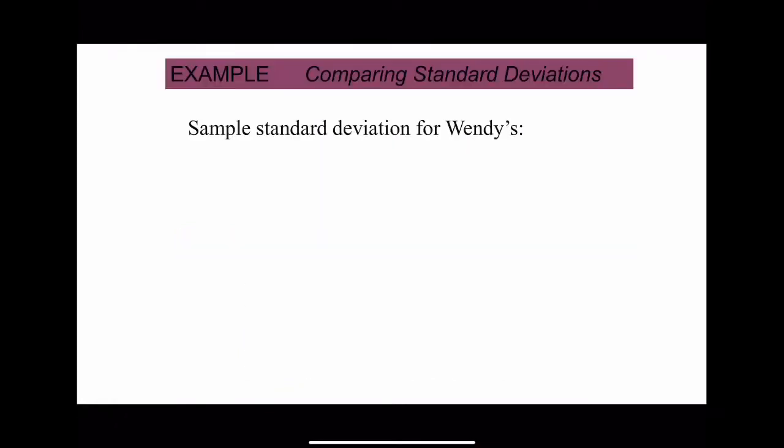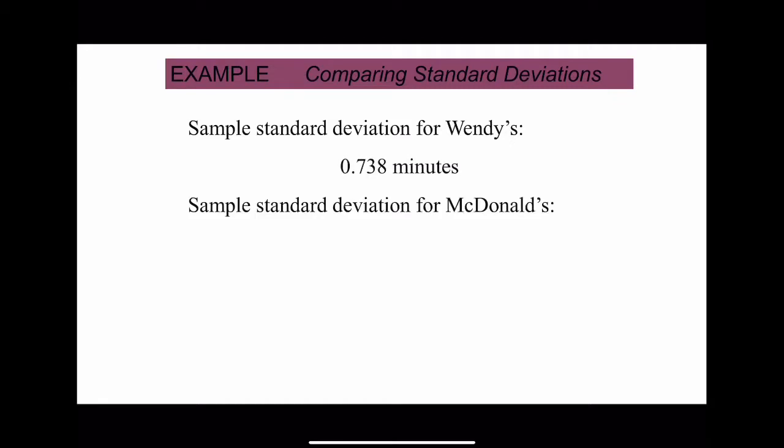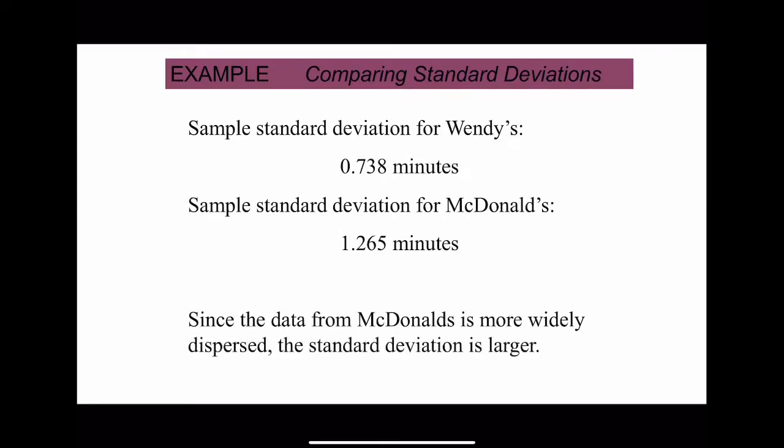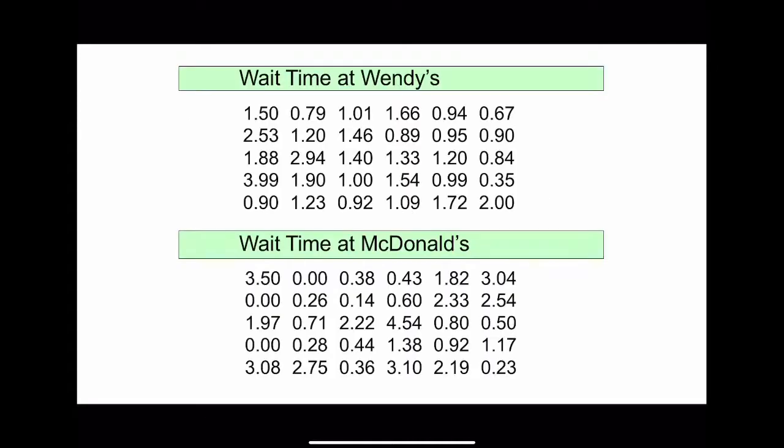So now we have that the sample standard deviation for Wendy's was 0.738. And the sample standard deviation for McDonald's was about 1.265 minutes. So clearly the data from McDonald's is more widely spread, so the standard deviation is larger, because if we go back and look at our data, you can see that we have 0 minutes for McDonald's and we have almost 5 minutes. That's a pretty big range. For Wendy's, we have 0.35, and then we basically have 4 minutes there. So that is a smaller range.